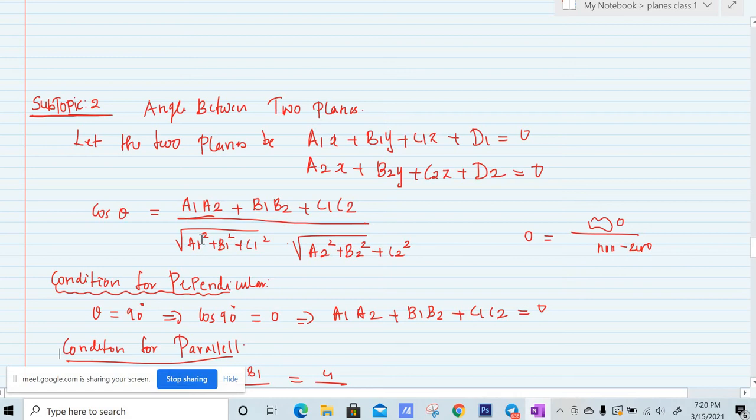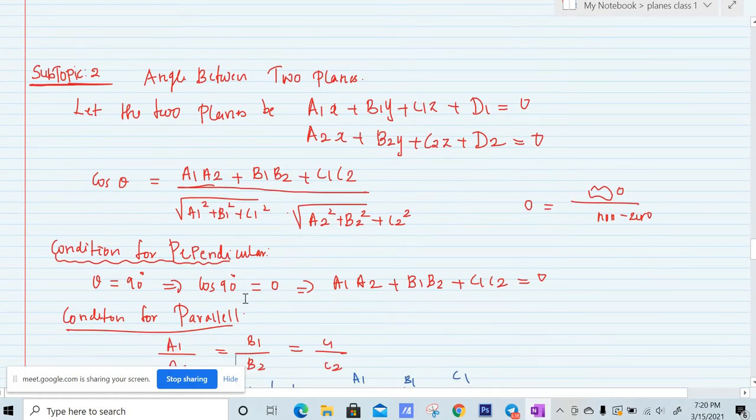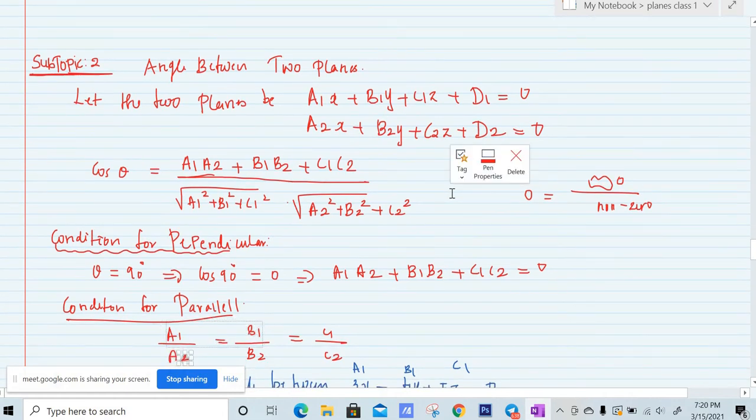So some quantity divided by some quantity, if I am getting 0 as an answer, that means the numerator has to be equal to 0. That means if I want to prove the two planes are perpendicular, I need to prove a1 a2 plus b1 b2 plus c1 c2 is equal to 0. And the condition for parallel is, two planes will be parallel if a1 by a2 is same as b1 by b2 is same as c1 by c2. And we have seen some problems based on subtopic 2. So subtopic 2 is the angle between two planes. So we have seen some problems based on this.